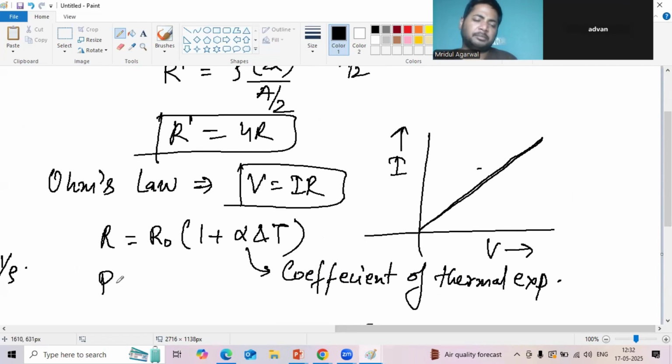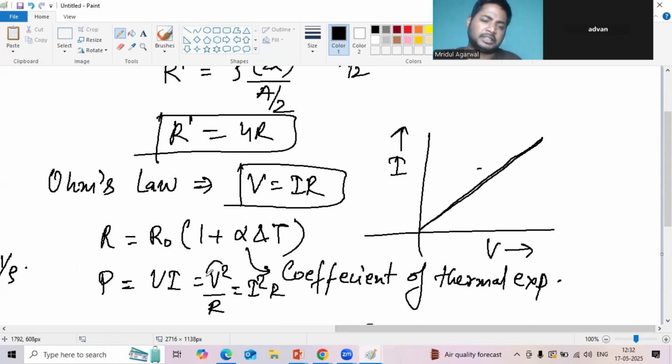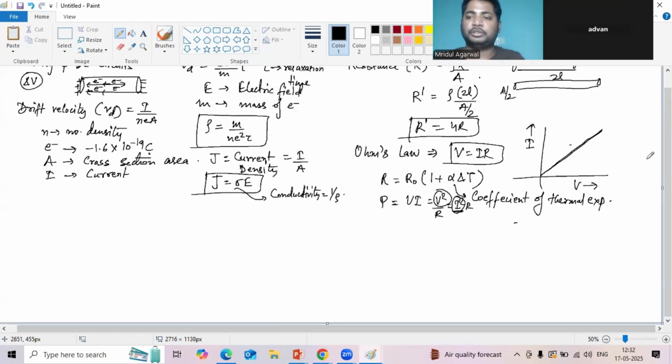And power is given by VI, and it is also given as V square by R or I square R. You should use V square by R when voltage is constant, as in the parallel condition, and I square R when your current is constant in the circuit, mainly the series circuit. Clear? So this is the part that you should know.